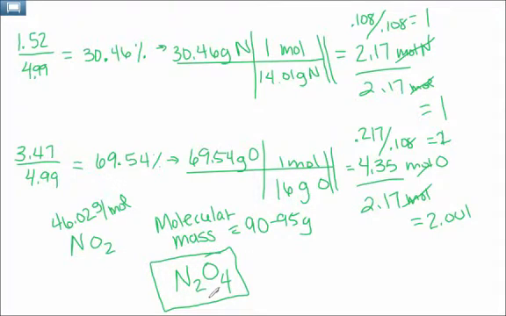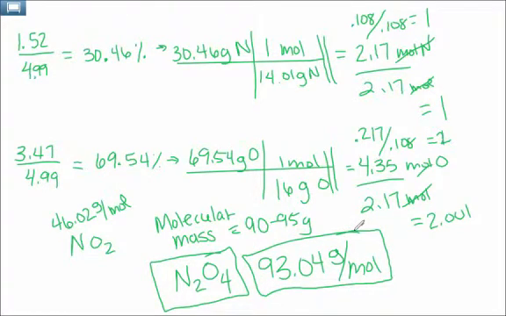This is our molecular formula. You would need to add this mass up, the N2O4. So what is that mass? 14.01 times 2 plus 4 times 16. 93.04 grams per mole. 92 or 93? 92. It's 92. Why is oxygen 16? Basically, it's 92. 92.04?